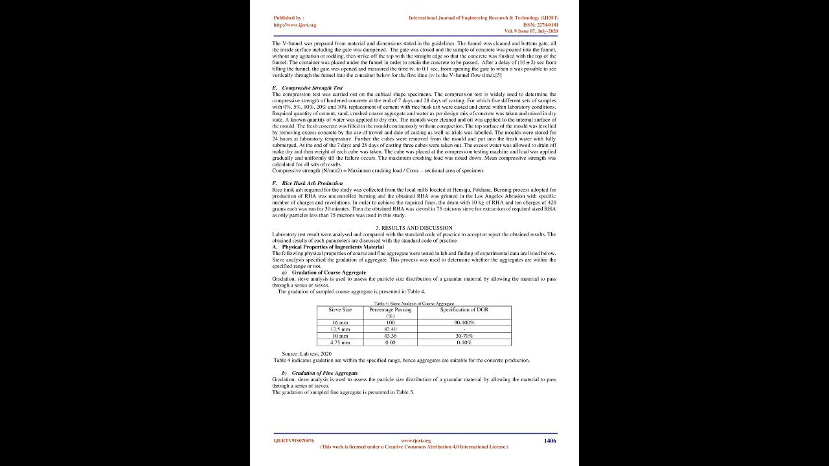F. Rice husk ash production. Rice husk ash required for the study was collected from the local mills located at Himaha, Pokhara. The burning process adopted for production of RHA was uncontrolled burning, and the obtained RHA was ground in the Los Angeles abrasion machine with a specific number of charges and revolutions. In order to achieve the required fines, the drum with 10 kg of RHA and 10 charges of 420 grams each was run for 30 minutes. Then the obtained RHA was sieved through a 75 micron sieve for extraction of the required size, as only particles less than 75 microns were used in this study.